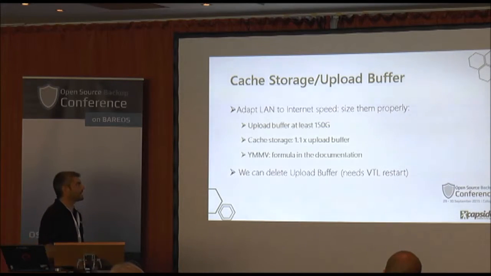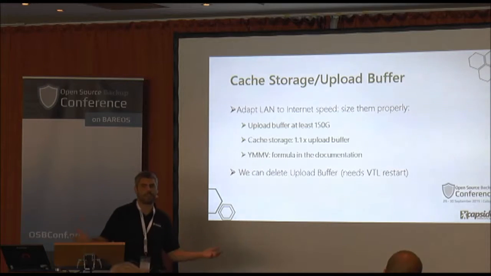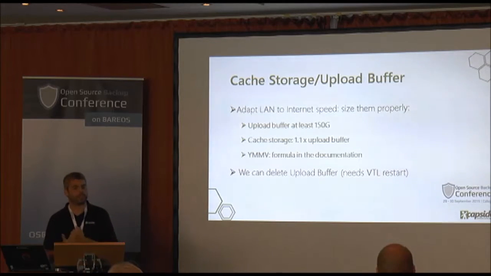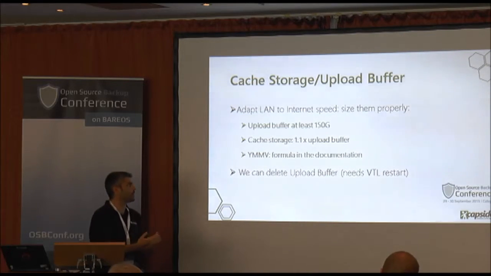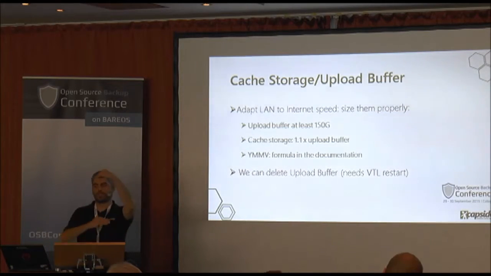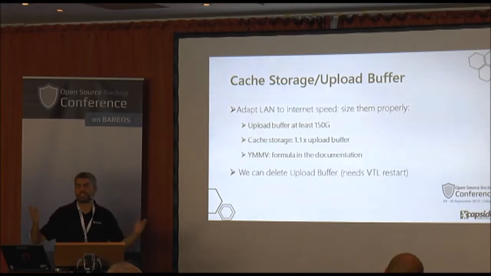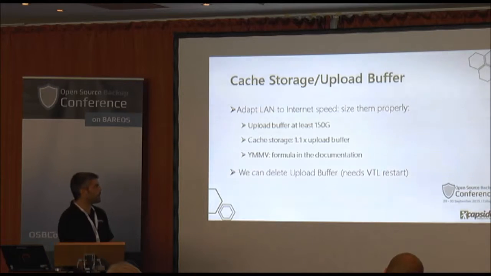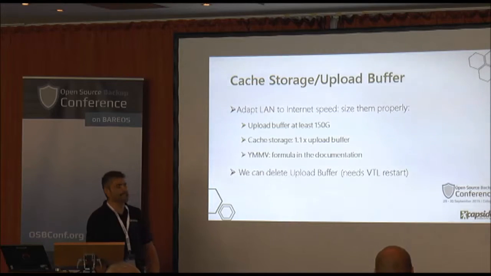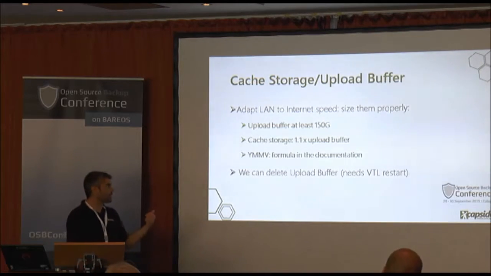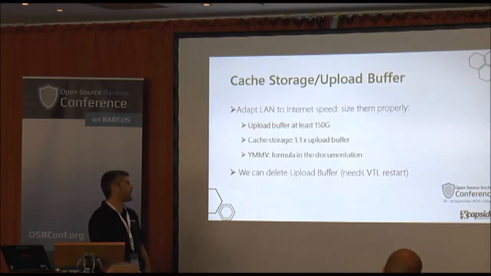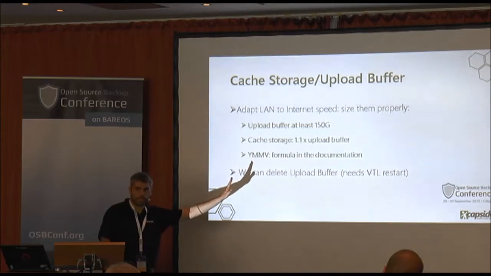What else? As I said, those are like big buffers, so we have to size them properly. It's critical for the throughput of our application, in this case Bareos, to size them so we can match our application write throughput with our internet bandwidth, which usually is much smaller than the write throughput. So at least they recommend using a 150 gigabyte upload buffer. The cache storage disk should be 1.1 times the size of the upload buffer. That's the minimum recommended.